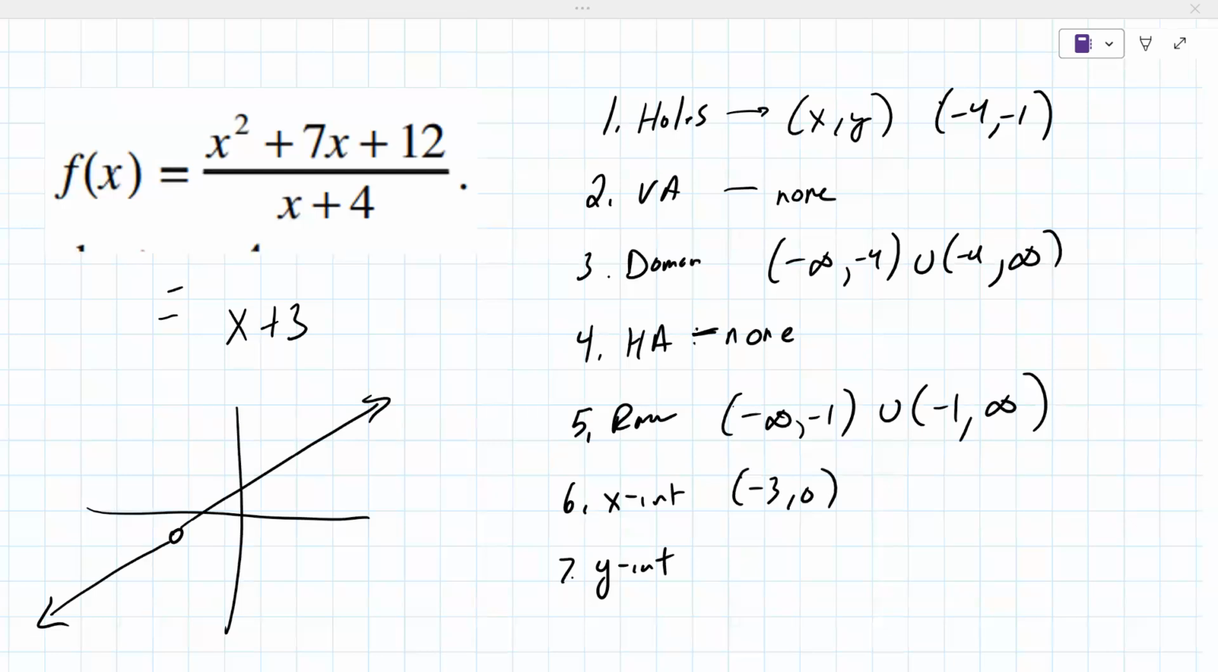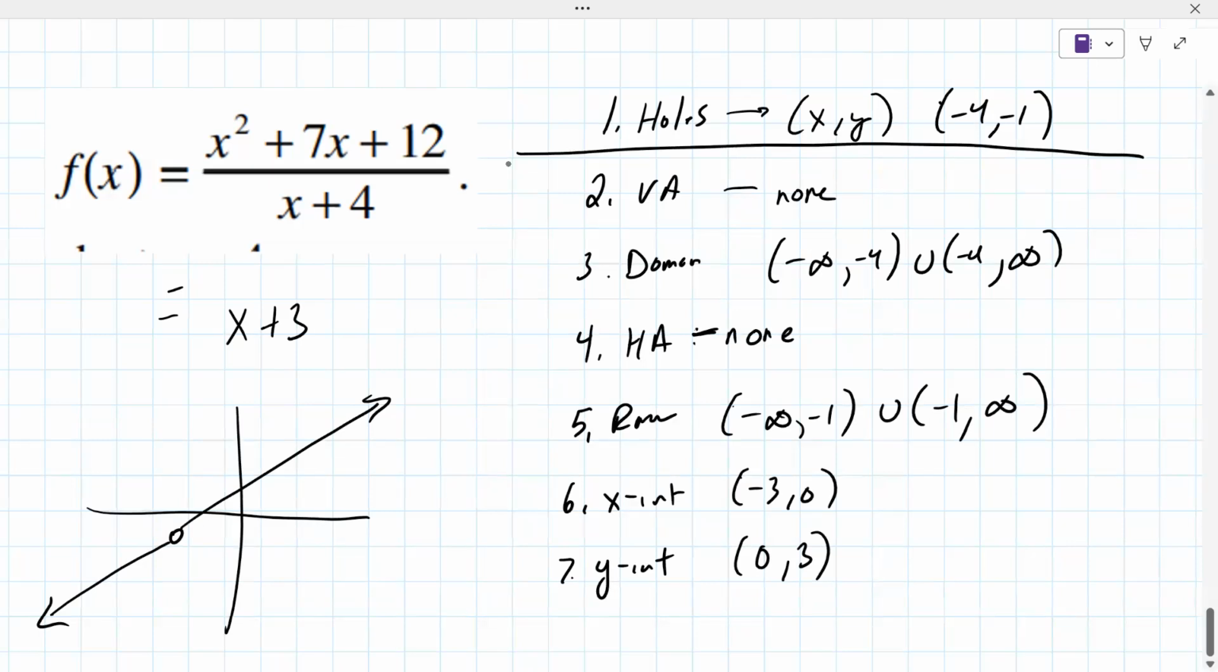The y-intercept would be 12. The y-intercept would be 0, 12, nope, 12 fourths. Or no, just simplify that. Use the reduced form. So 0, 3. There you go. I'm so glad we did use the reduced form. Once you reduce it from the hole and the vertical asymptote, you just use that form for everything.